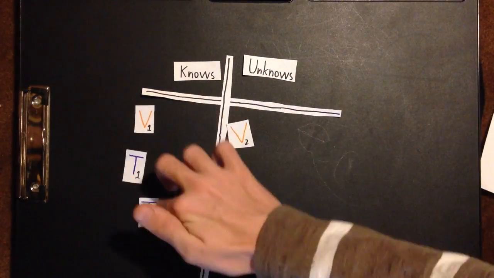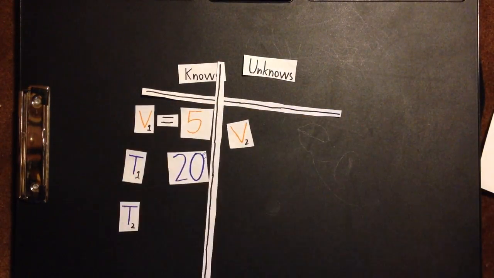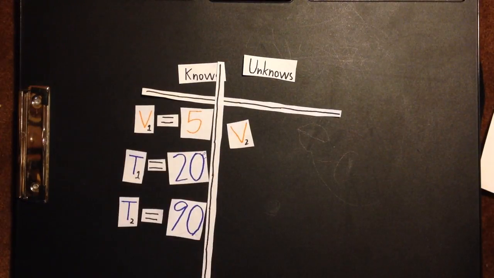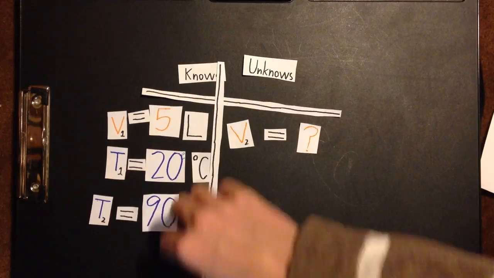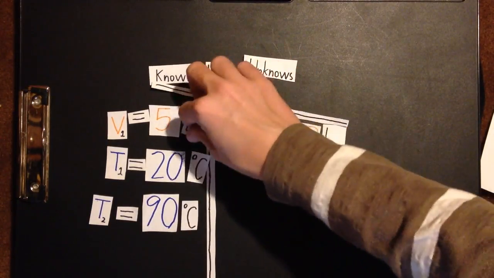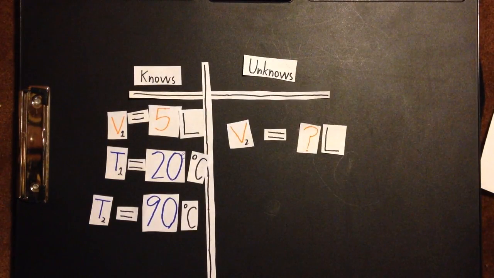We can also fill in these values with 5, 20, and 90, and we don't know V2. We can also fill in the units, which are liters and Celsius, respectively. Now that we know all this, we can solve for V2.